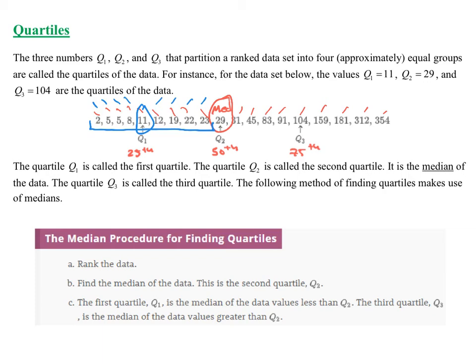Everything below the median. Notice I did not include the median. Do not include the median when you do this. So 11 is the median of everything below the median. That is my first quartile, or my 25th percentile.